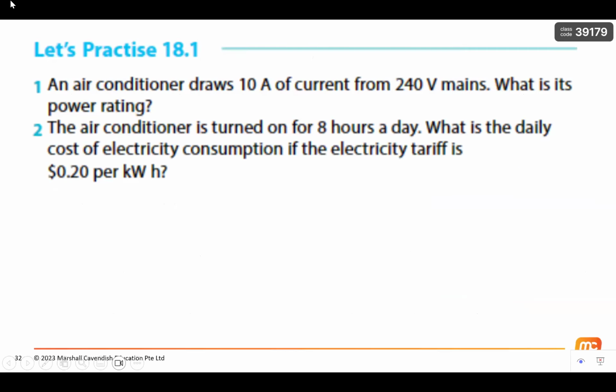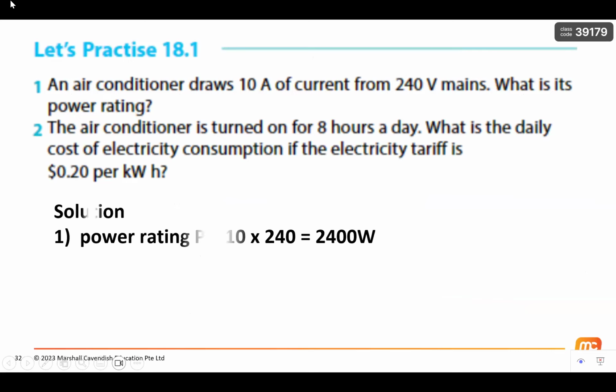Okay, next example. If an aircon draws a current of 10 amperes from a 240 volt supply, what is its power rating? So I'm interested in finding power. Power equals VI. So 240 times 10, I get 2,400 watts. And then the aircon is turned on for 8 hours a day. What's the daily cost of electrical consumption if the electricity tariff is 20 cents per kilowatt hour? So I need to find the cost of using this aircon.